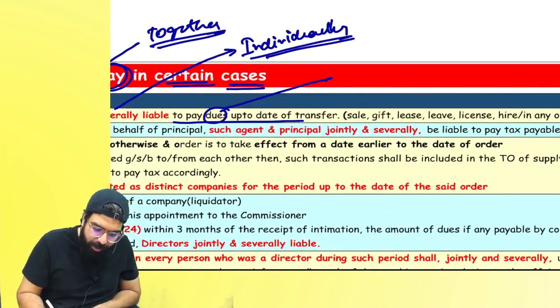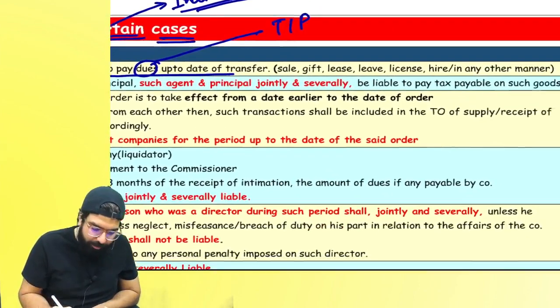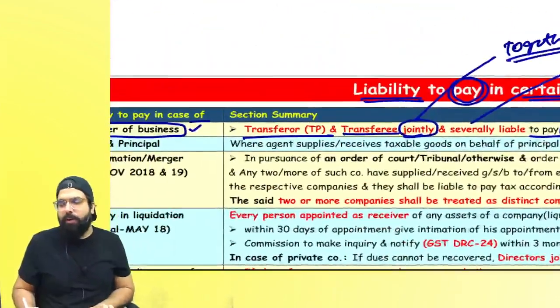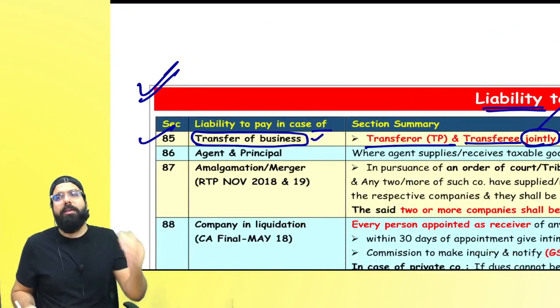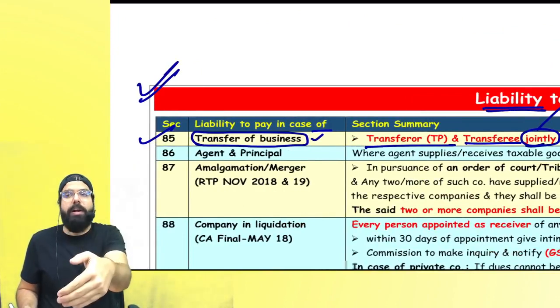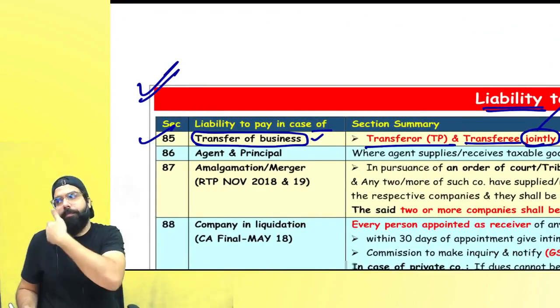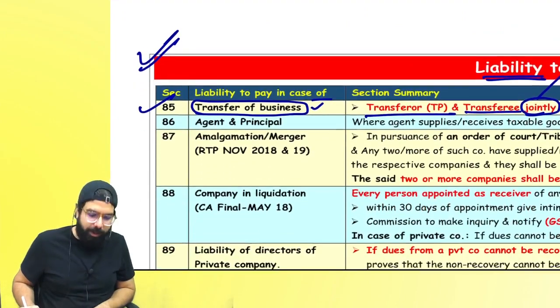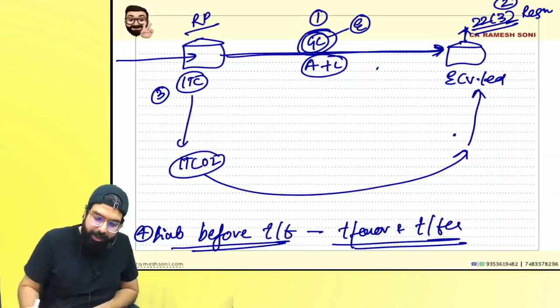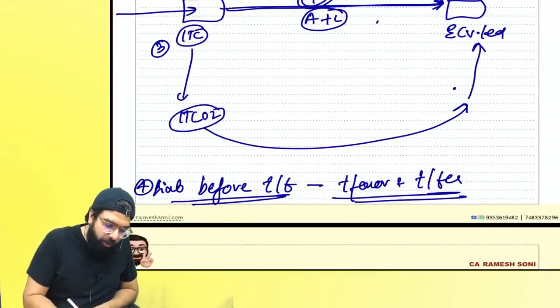Dues means what, everyone? Tax, interest, penalty, whatever is there. In case of sale, gift, lease, license, hire or any other manner, if you are transferring your business to someone else, from the date of transfer who will be liable? Transferee. But up to the date of transfer who will be liable? Transferor and transferee both. Can I go ahead, everyone? Next. The first one understood, everyone?